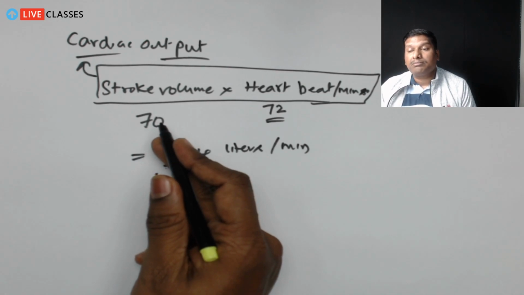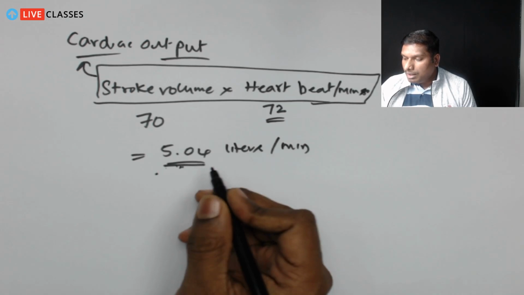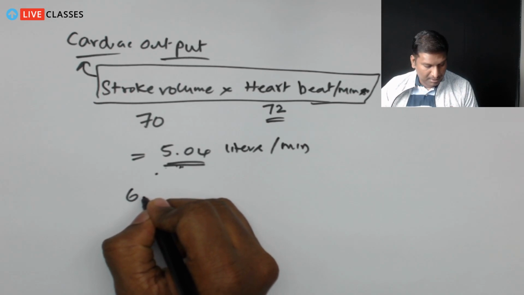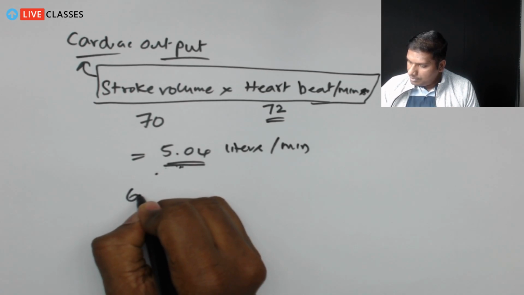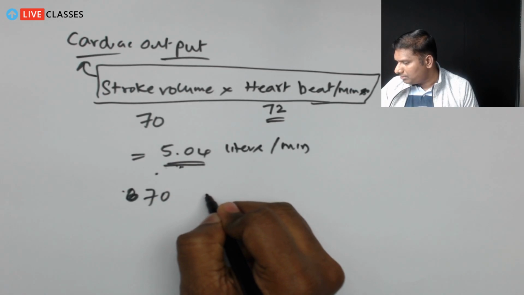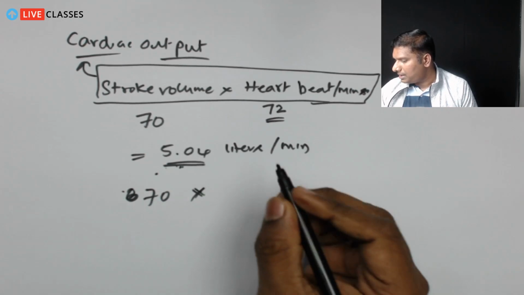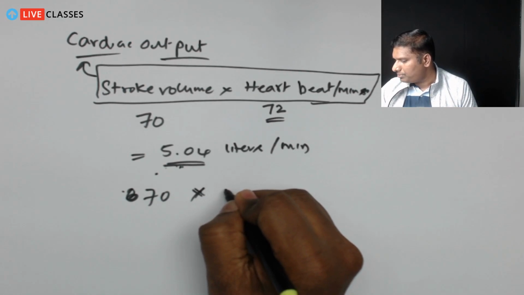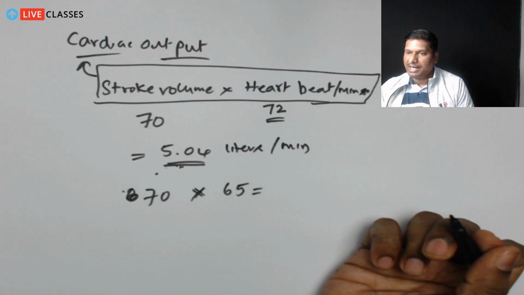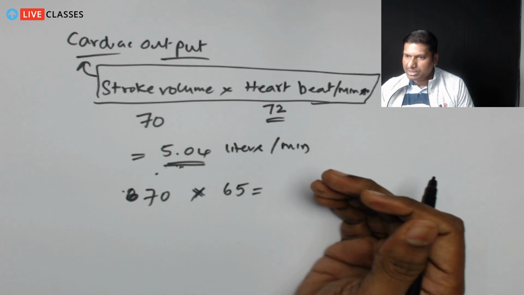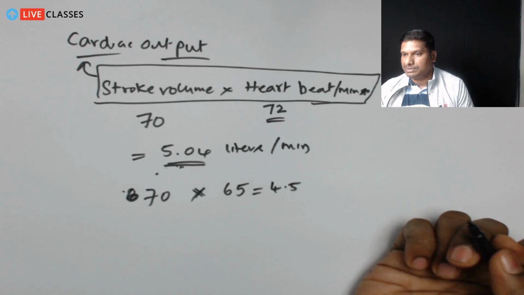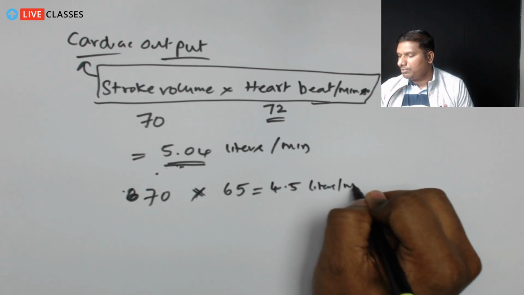Okay, but let's say his stroke volume is 70. Let's say his stroke volume is normal, but there's something wrong with his heart. Let's say his heartbeat has gone down, and now it is only 65. Then what happens to the cardiac output? If the heartbeat is reduced, the cardiac output will obviously reduce: 4.5 liters per minute.